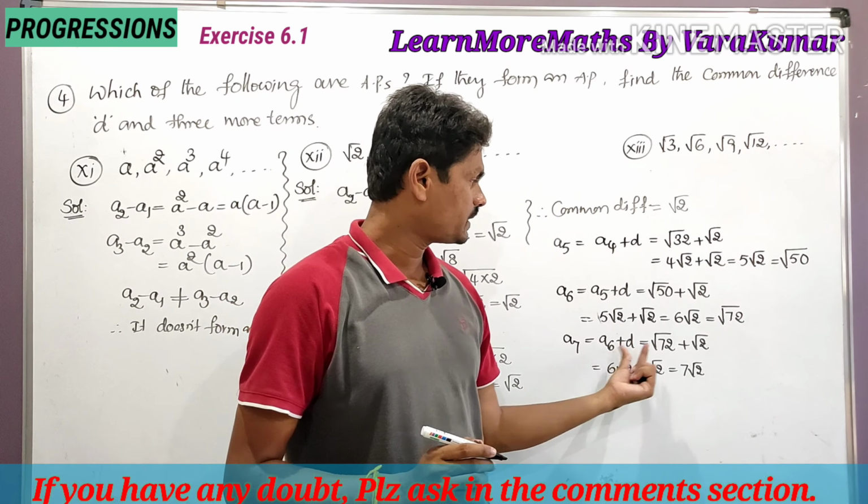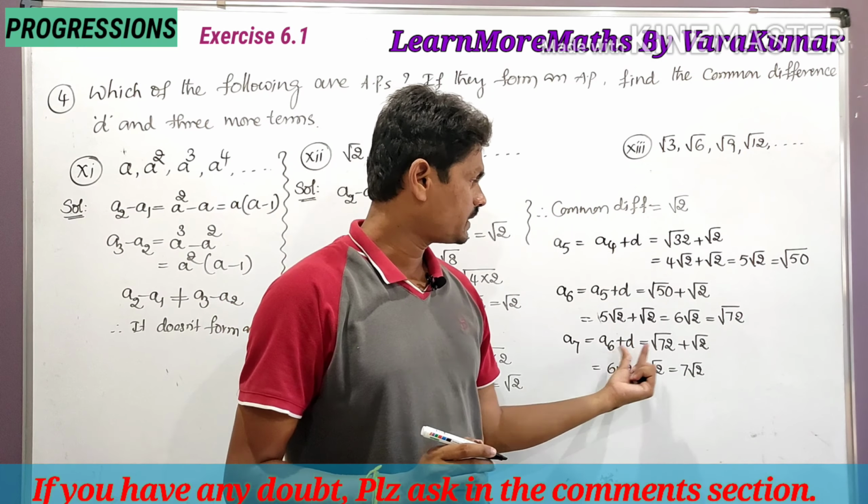So these are the three more terms in the 12th problem, student. So this is the 12th bit, student. Next, student, this is the 13th bit in the 4th problem. This is the last bit, student.